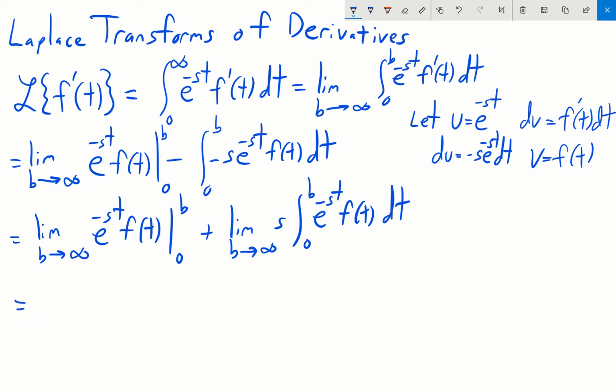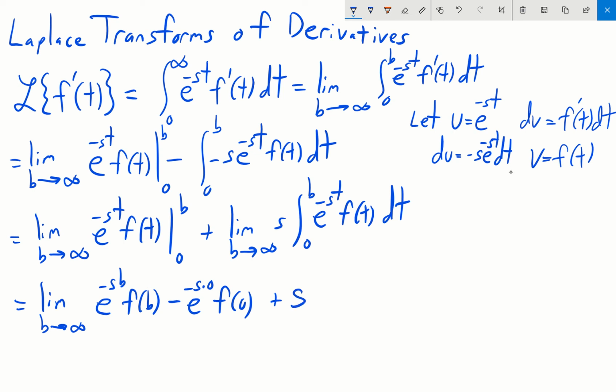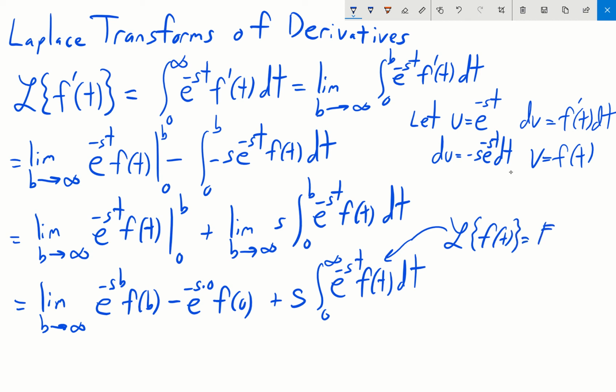Okay, so what's happening here? Let's evaluate this part here. This is going to be the limit as b approaches infinity of e to the negative sb f of b, minus e to the negative s times 0 times f of 0. Plus, if we look at this thing here with this limit, going back to the improper integral notation, this is the integral from 0 to infinity of e to the negative st f of t dt. And that part is actually the Laplace transform of the function f of t, which typically we call F of s.